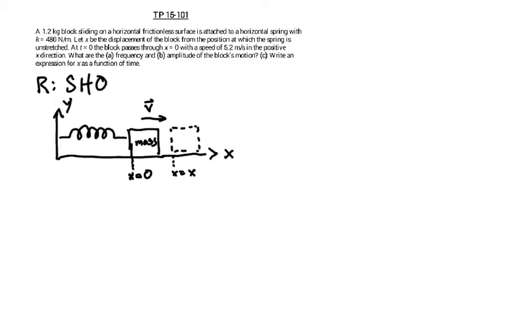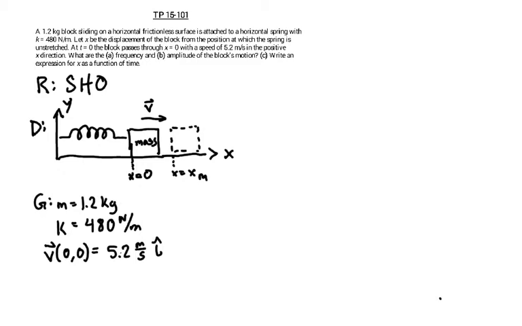So traveling in the positive x direction, sometime in the future our mass will get to this position, and that will be at a position of x equal to x sub m, standing for the maximum, which will be the maximum amplitude of our oscillator, or our block and spring system.